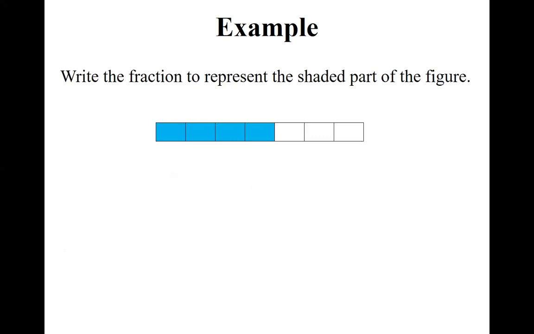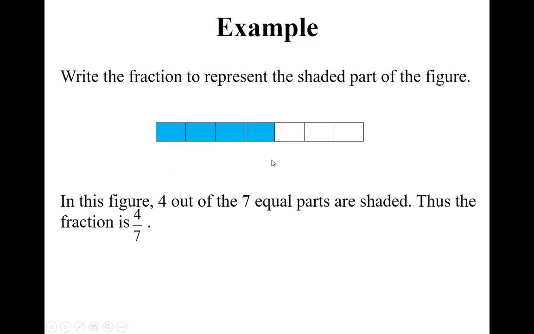Let's write a fraction to represent the shaded part of the figure. First of all, how many equal parts are there total? 1, 2, 3, 4, 5, 6, 7. So this would be sevenths, a fraction over 7. How many of these parts are shaded? 1, 2, 3, 4. So in the figure, 4 out of the 7 equal parts are shaded. Thus, the fraction is 4/7.